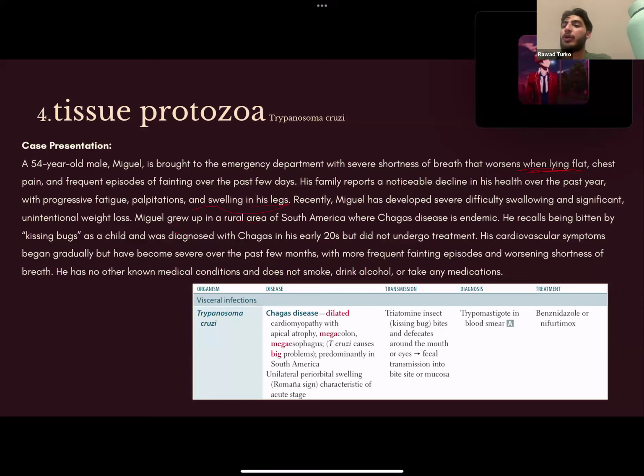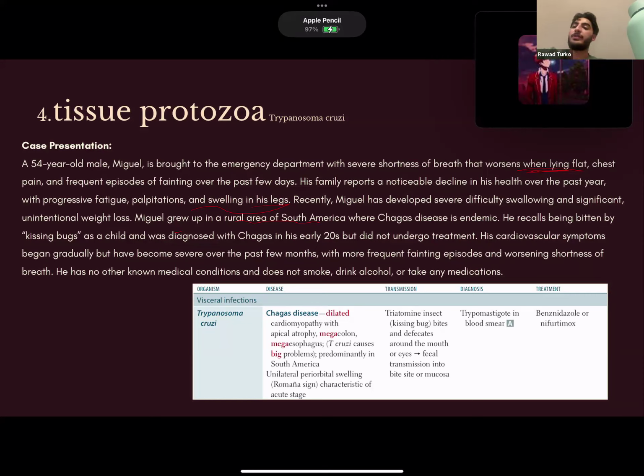Okay, grew up in a rural area where Chagas is endemic. He was bitten by kissing bugs as a child. Okay, whatever. And then his cardiovascular symptoms began gradually and have become severe over the past few months. And he has shortness of breath and frequent fainting. So this is Chagas disease.